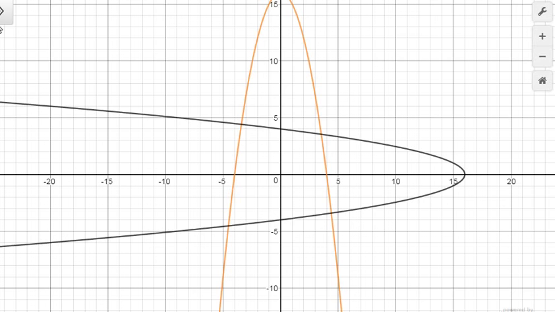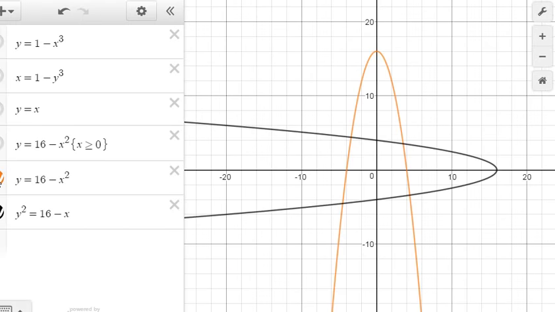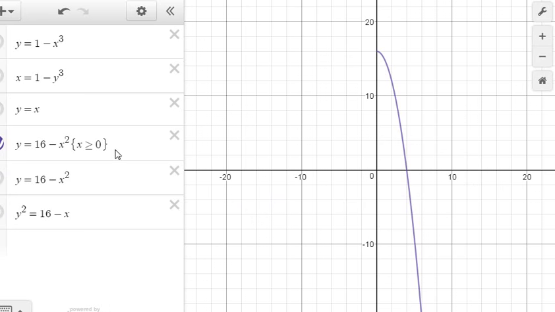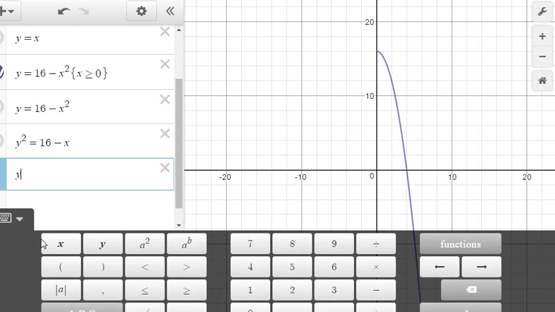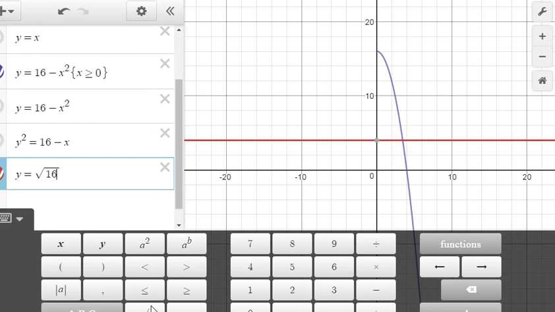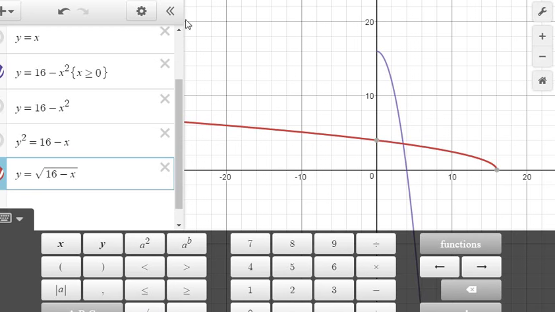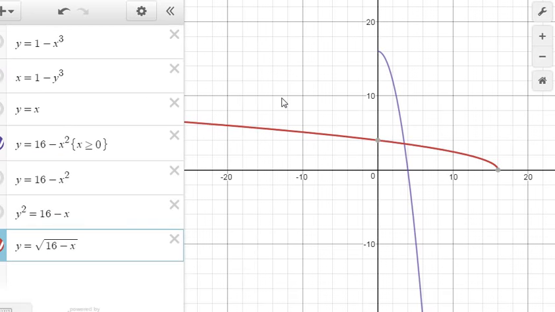But let's go back and think about the restrictions now. So let me close this off, put this back on. The restriction said that x had to be greater than or equal to 0. So that's going to put restrictions on our inverse, because when we flip this around, it's not going to be as big of a problem. In fact, what you'll get is y equals the square root of 16 minus x as the inverse. That looks convincing.